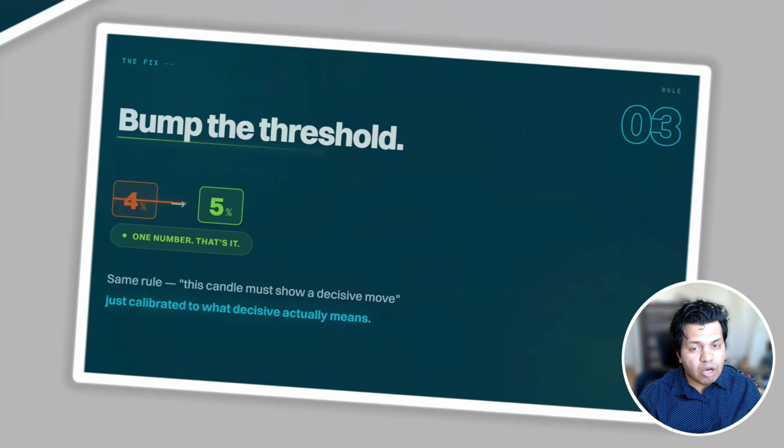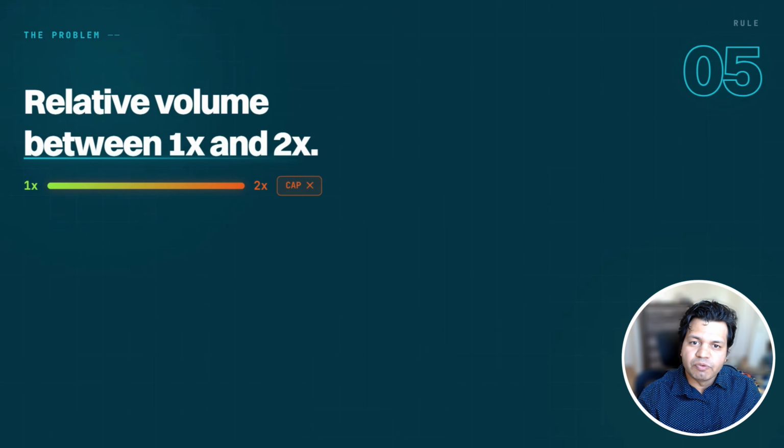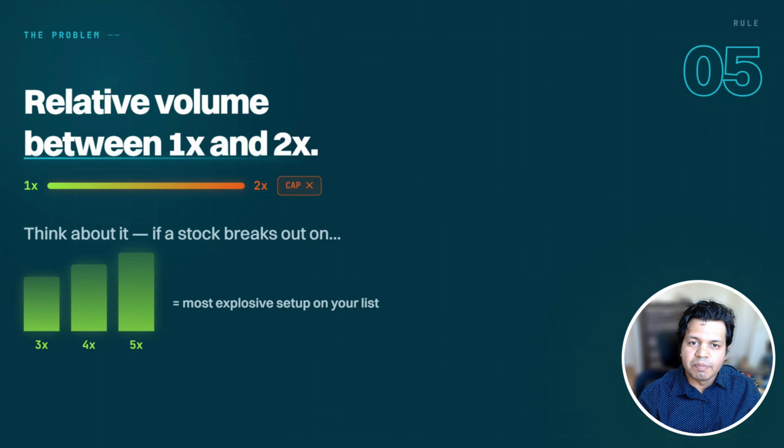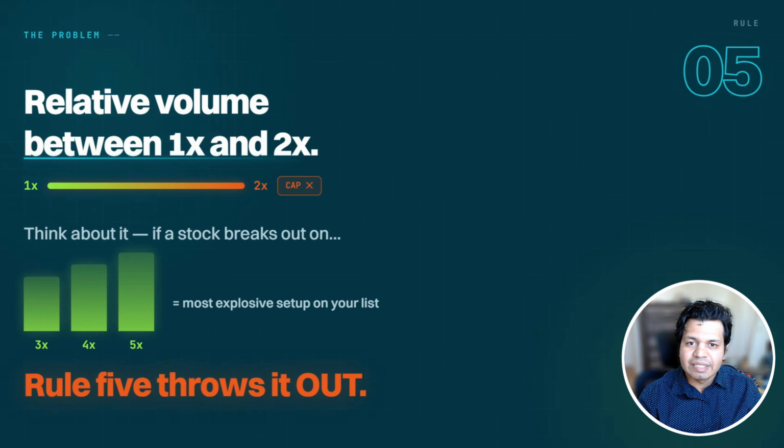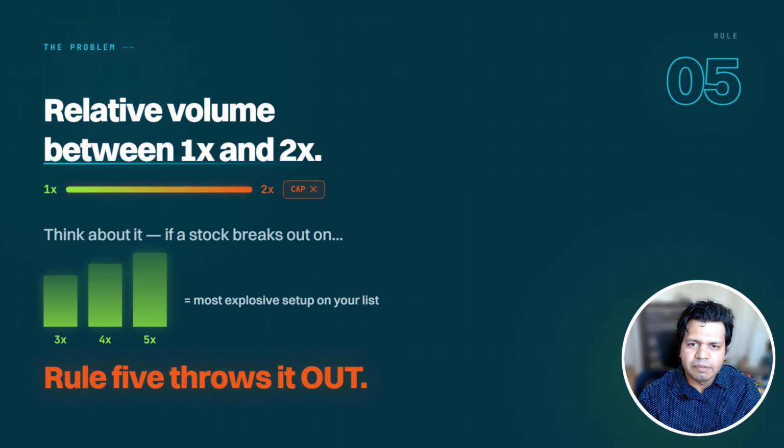That's it. Now rule 5, relative volume between 1x and 2x. This one surprised me even more. That 2x cap is the problem. Think about it. If a stock is breaking out on 3x, 4x, 5x normal volume, that's not noise. That's the most explosive setup on your entire list. And rule 5 as written throws it out.